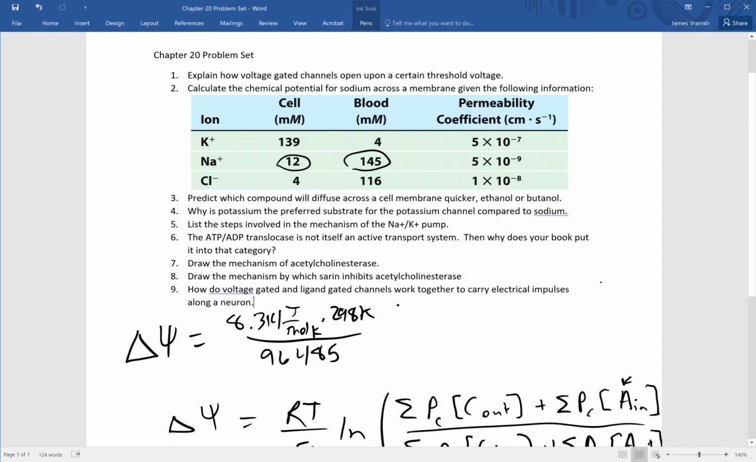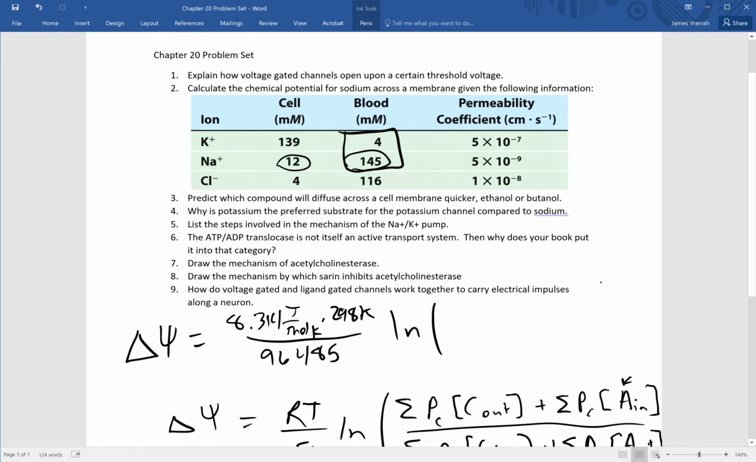Now this is going to be multiplied by the natural log of the concentrations times their partition coefficients. So let's start with our cations outside the cell. We're on the outside of the cell, so we're going to use the blood concentrations here.